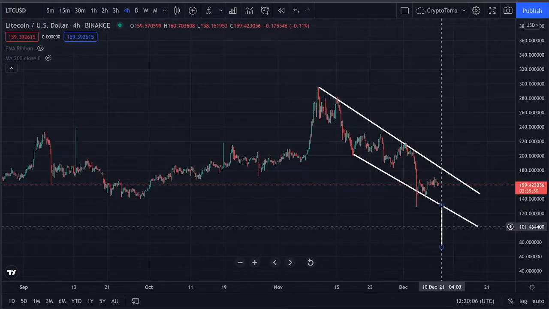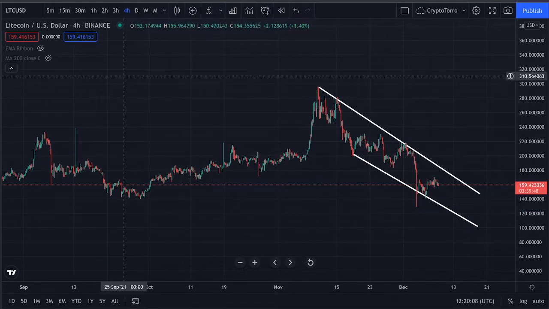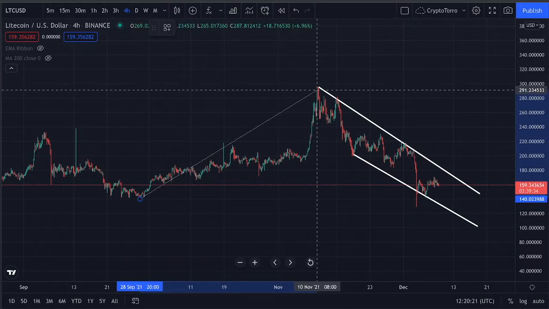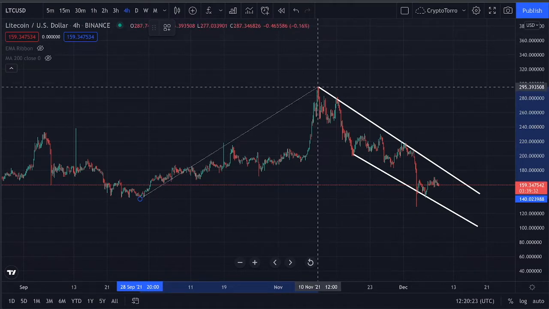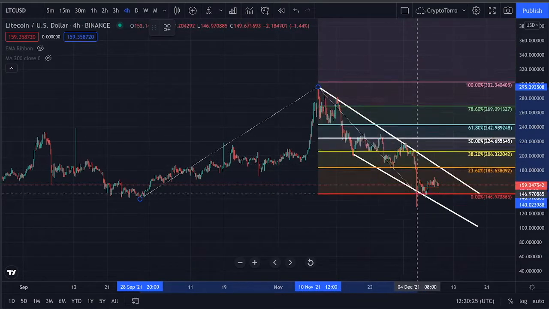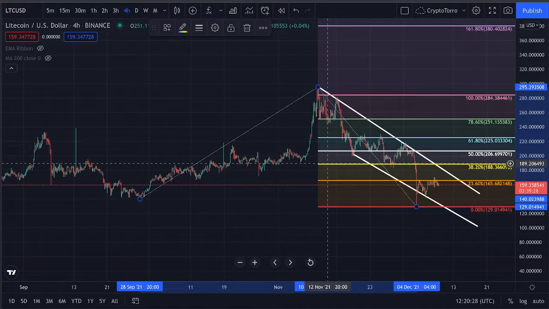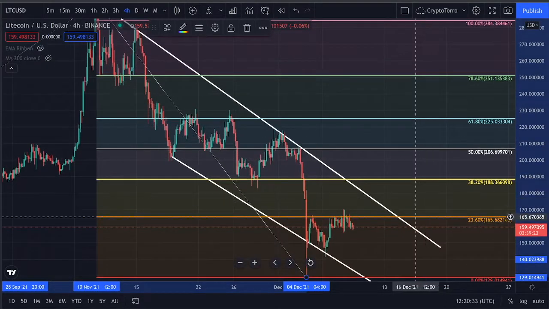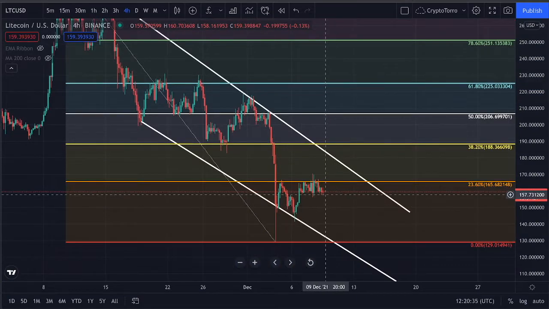Well, this being said, I would like to discuss right away the levels of support and resistance, and I will be placing my Fibonacci extension by selecting its swing low towards swing high and afterwards all the way towards this wick on the lowest point where we have been so far. So if we take a quick look at what we are currently trading at, you can clearly see that we are trading below the 23.6% Fibonacci.